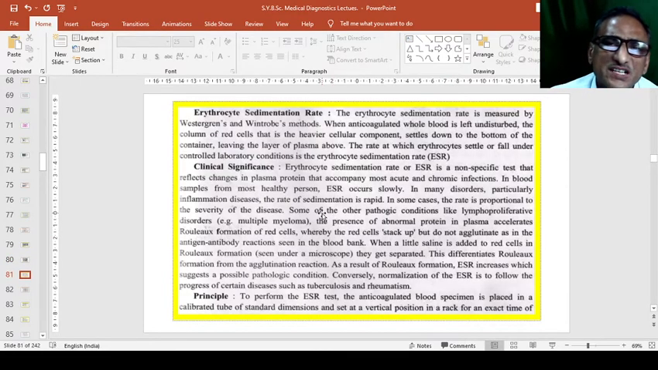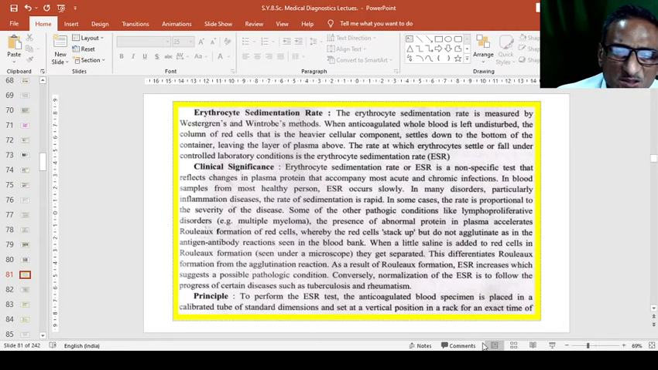Then the erythrocyte sedimentation rate can be calculated or measured by the Westergren and Wintrobe methods. Its clinical significance includes multiple myeloma, the presence of abnormal protein in plasma, and rouleaux formation, which cause the ESR to increase and suggest a possible pathogenic condition. So there are many pathogenic conditions that can be observed under the microscope by using WBC or a blood smear.